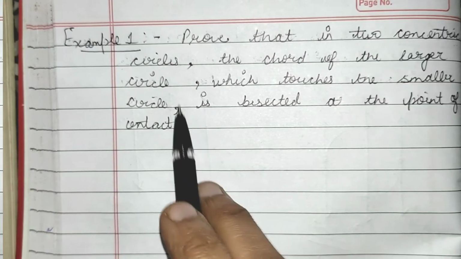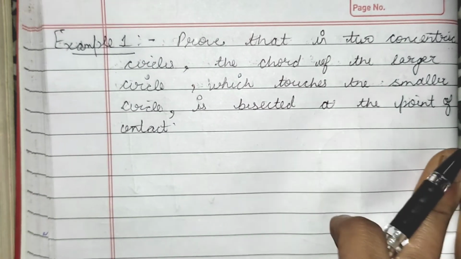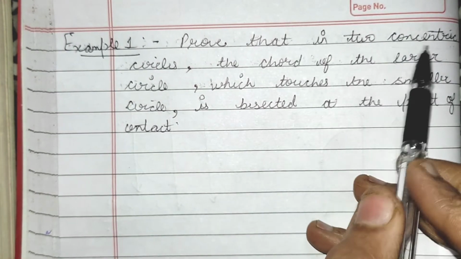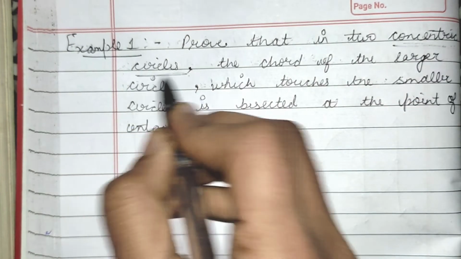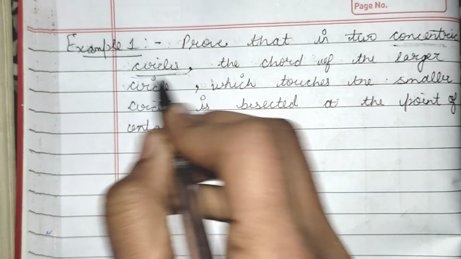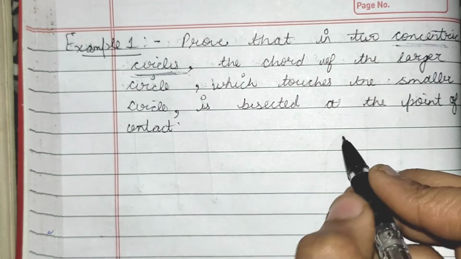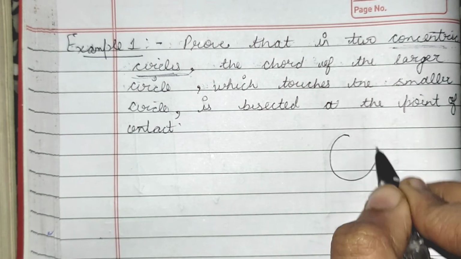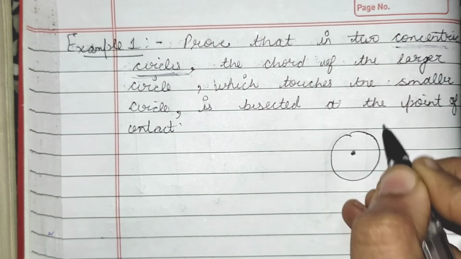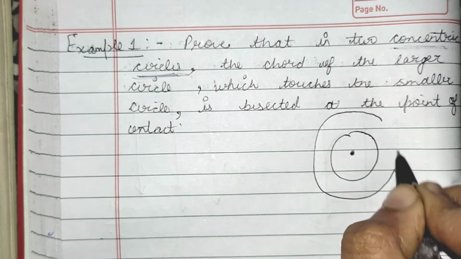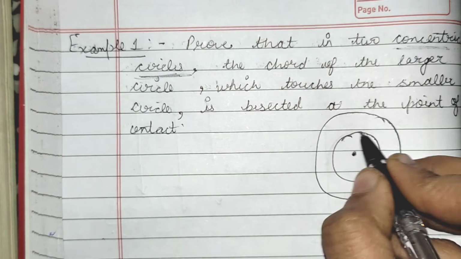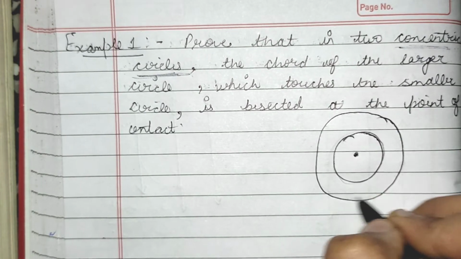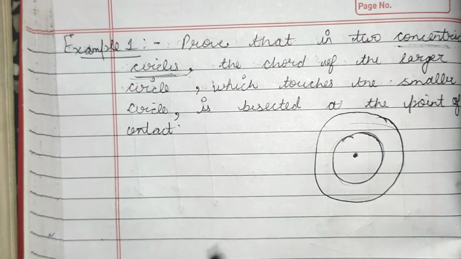Let's start solving example number 1, which says prove that in any concentric circles... So what are concentric circles? First you have to understand what concentric circles are. Concentric circles are those whose center is the same but their radii are different. Okay, so these types of circles are called concentric circles, right?